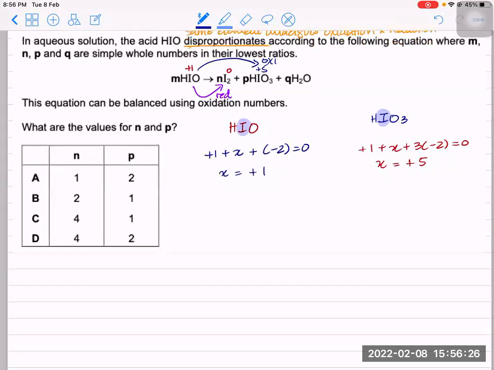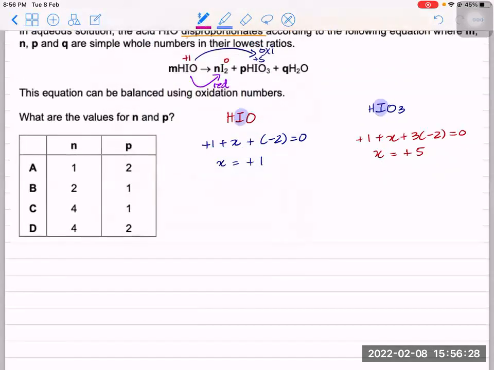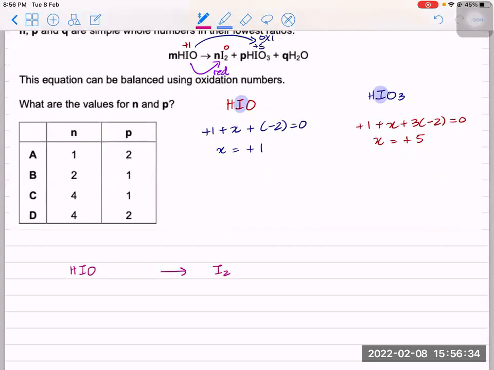Now let's write the half equations. So the first one is HIO becoming iodine. And this is reduction, because it goes from +1 to 0. Reduction is what? The gain of electrons. First thing you got to balance is the elements that are undergoing the change. You have 2 iodines over here. You put a 2 over here.